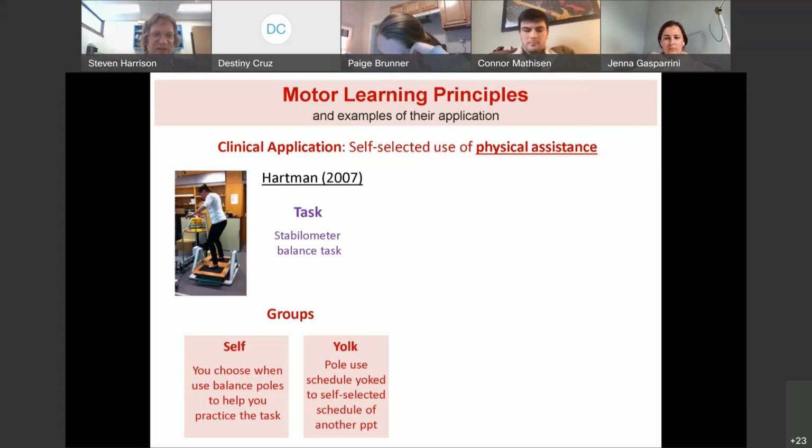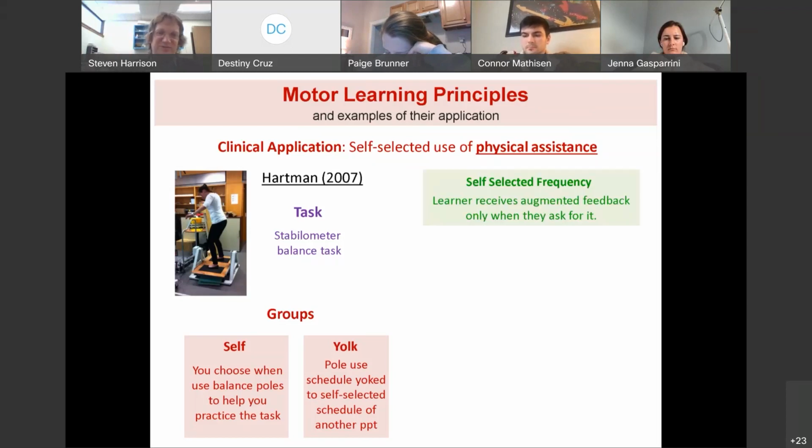And the schedule of that is going to be determined by looking at a previous participant and saying, okay, with the previous participant, they asked for the poll on these trials. We're going to therefore give the poll at those exact same trials. So again, we're looking at self-selected frequency here as the principle that we're using for scheduling our training. Okay, so what are the results?